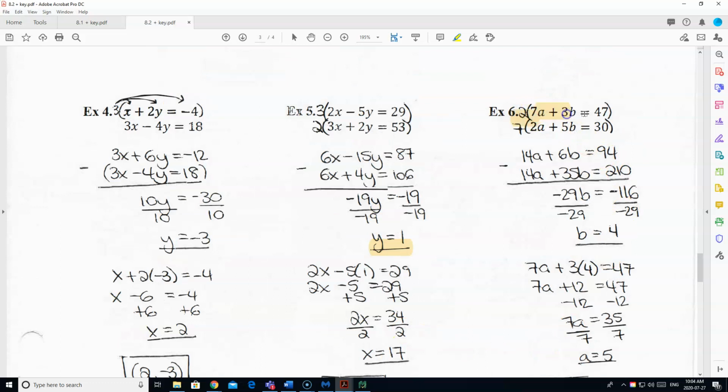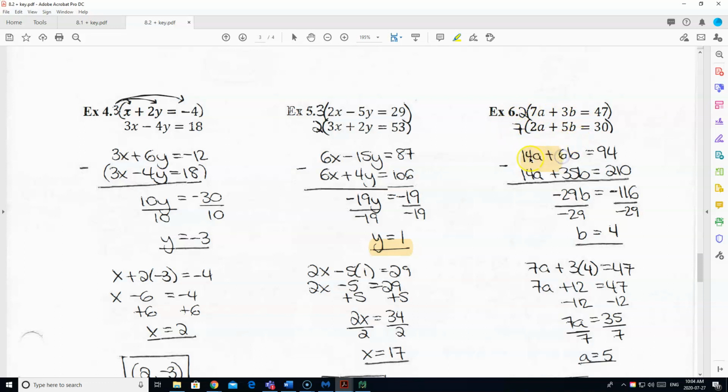So you've got 7a plus 3b equals 47, and 2a plus 5b equals 30. So multiply by the opposite coefficient on the same variable. This has a 2 here on the a, so we multiply by 2 on the entire equation. This has a 7 next to the coefficient a, so we multiply the second equation by 7.